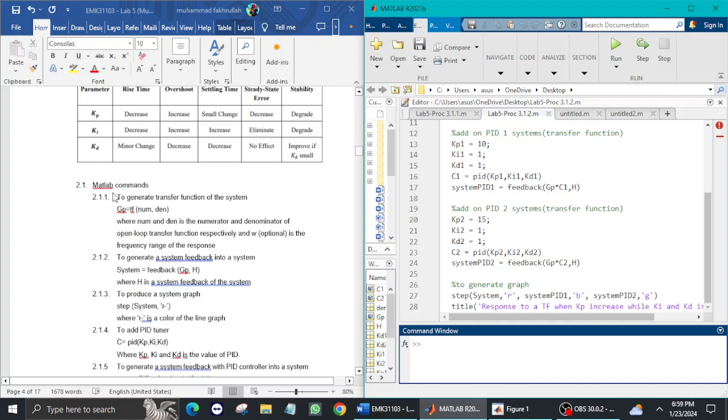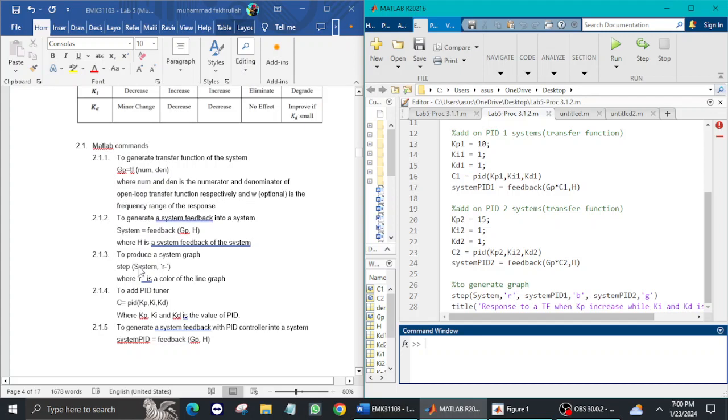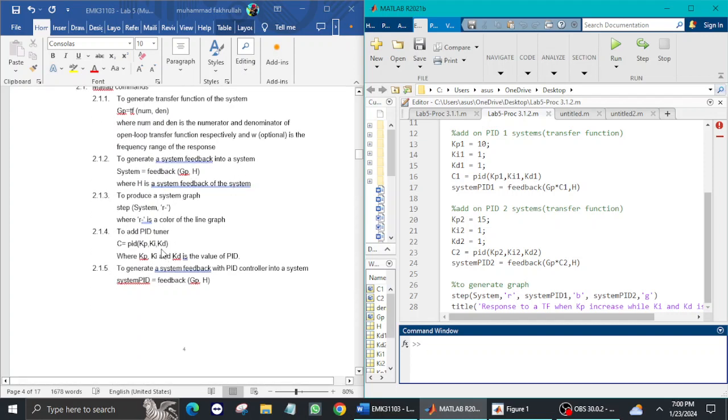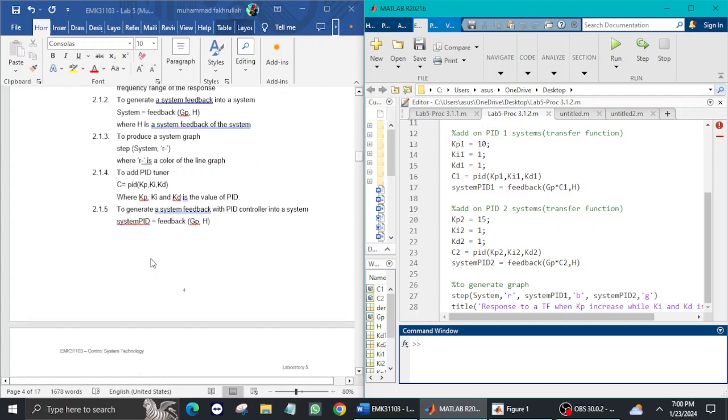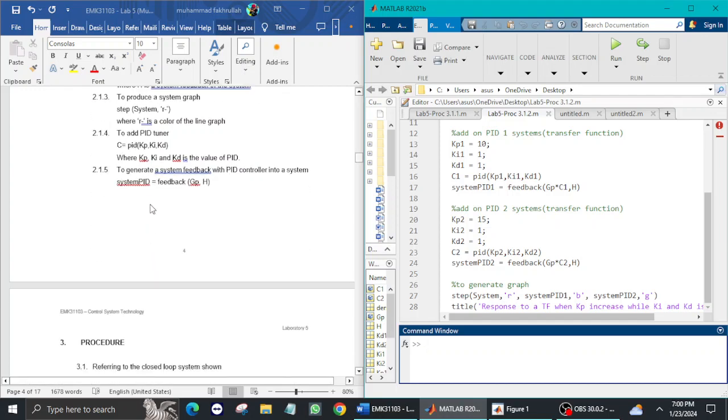Then this is the MATLAB command to generate the transfer function of the system. We use GP equals TF of numerator and denominator, and to generate a feedback system, system equals feedback GP and H. Then to add the PID controller, C equals PID KP KI KD, and to generate the feedback system with the PID controller, system PID equals feedback GP H.